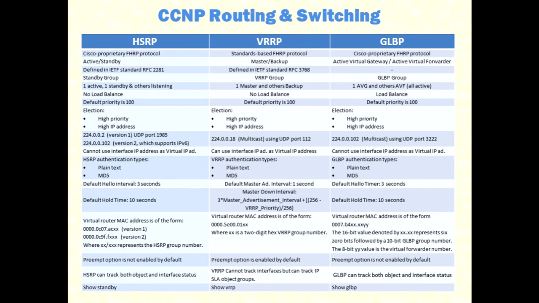For the HSRP, it can track both object and interface status. The VRRP cannot track interfaces but can track IP SLA object groups. The GLBP can track both object and interface status. These commands can show the details. For the HSRP, we can use show standby. For the VRRP, we can use show VRRP. For the GLBP, we can use show GLBP.